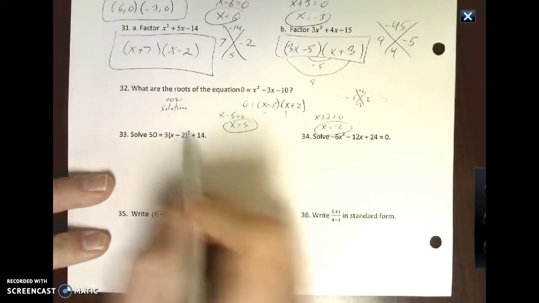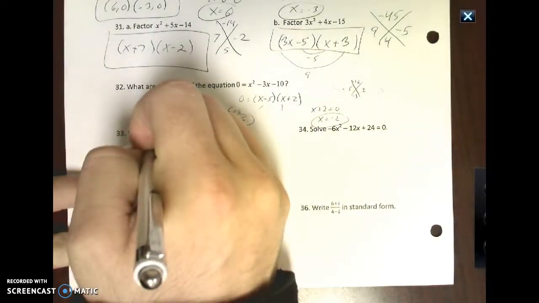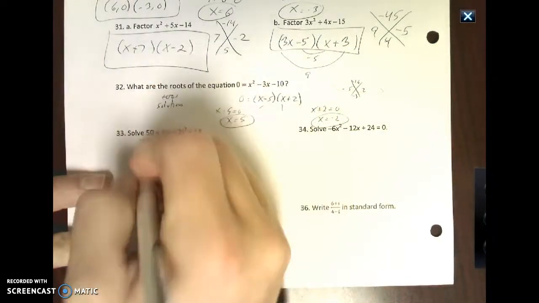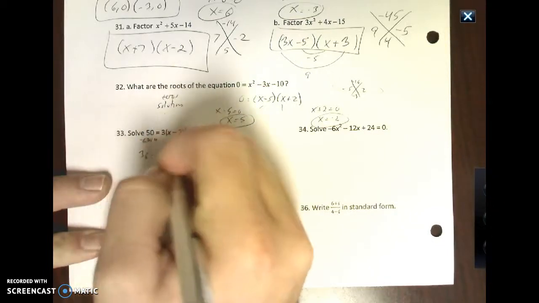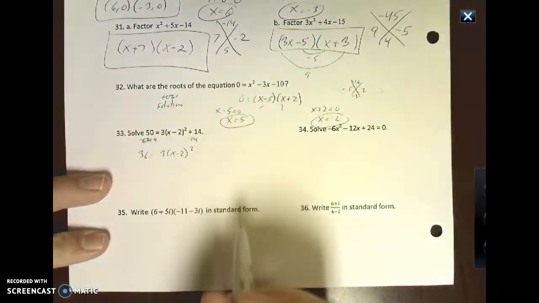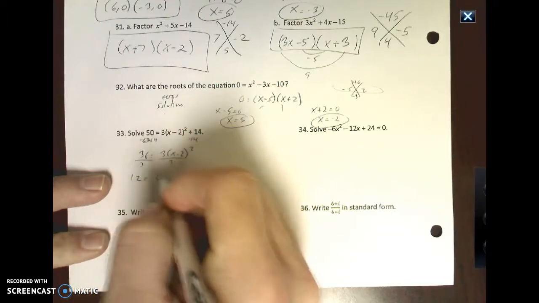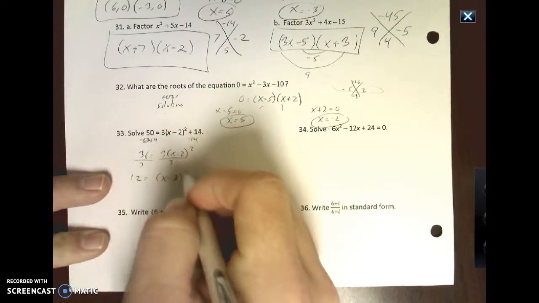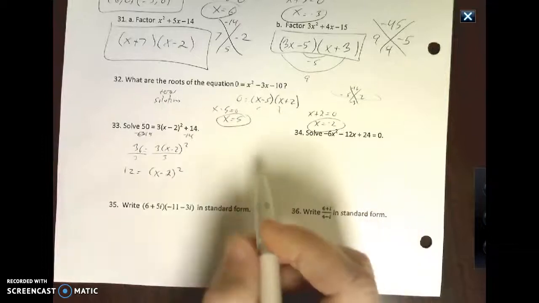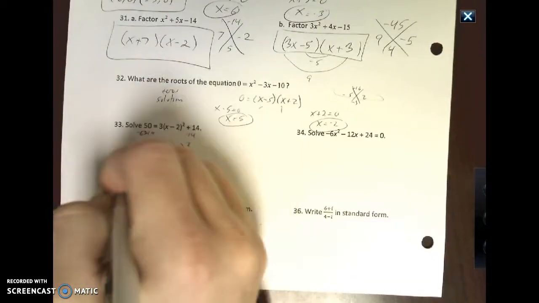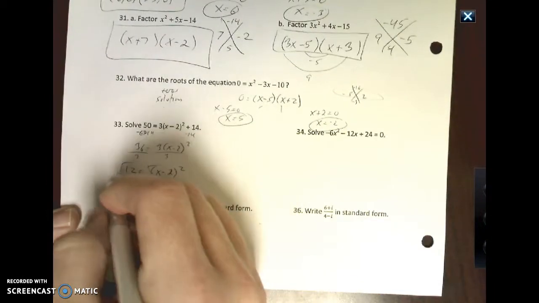33. I want this by itself, so I'm going to subtract 14 from both sides. Ooh, that's not 14. I get 36 equals 3 quantity x minus 2 squared. Divide both sides by 3. 12 equals x minus 2 squared. How do I get rid of squared? Well, I square root left, I square root right.